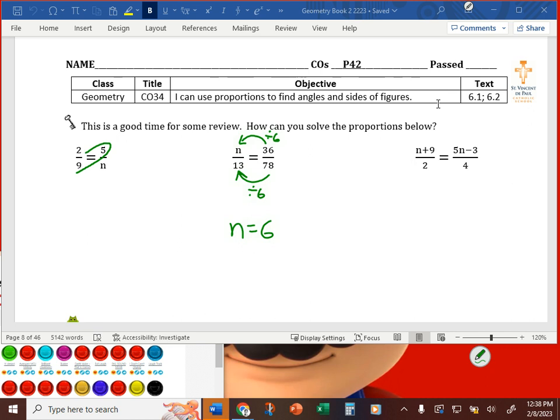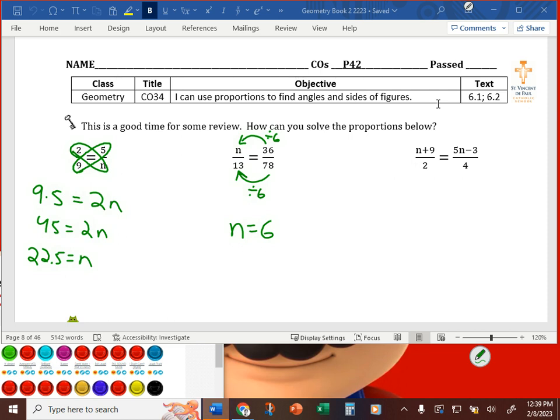Basically, in any proportion, you are guaranteed that the product of 9 and 5 is going to equal the product of 2 times n. Which essentially means you multiply 9 and 5 together, and then to get n by itself, you divide by 2. And that gives you a value of 22.5 for n.